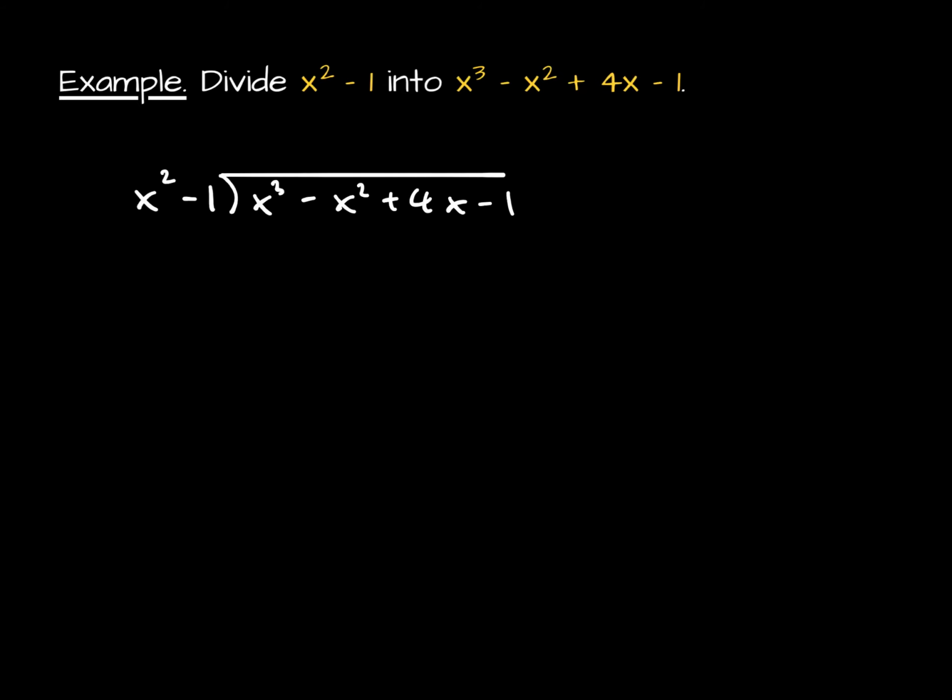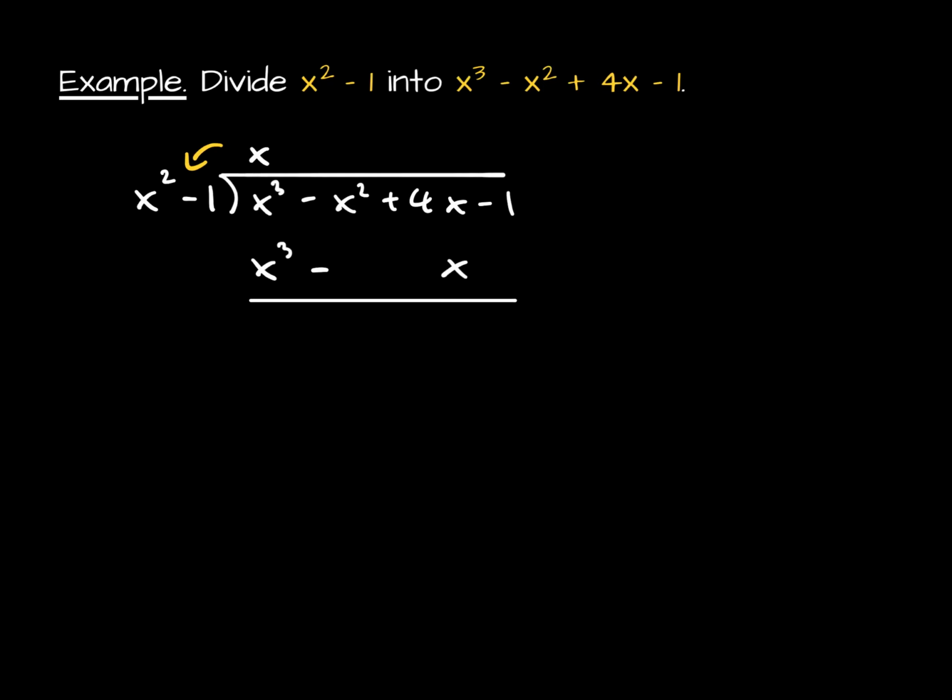Now, we ask ourselves, what does x squared minus 1 need to be multiplied by in order to match the highest power term of the dividend? And the answer, once again, is x. So we write that above the division symbol. Now we perform the multiplication x times x squared minus 1 to obtain x cubed minus x. And I'm going to write the x over here to the right so that we subtract without any difficulty.